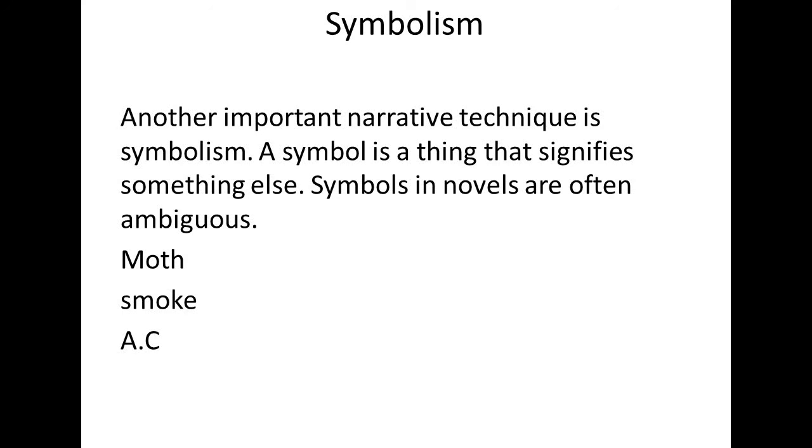Another technique which the writers usually use to narrate their story, and that's an important narrative technique as well, is symbolism. A symbol is a thing that signifies something else. Symbols in novels are often ambiguous, and in the novel Moth Smoke, we see a lot of symbols which refer to the story. For example, 2 or 3 I have counted here: the symbol of moth, the symbol of smoke, the symbol of AC, and the symbol of heroin, which was basically the symbol of destruction. Heroin was provided by the rickshaw driver. So we see that Mohsin Hamid has also narrated his story through symbols.